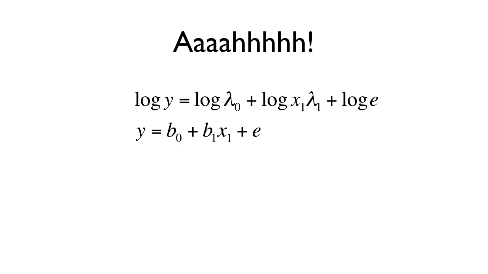Pretty simple. So this is called an intrinsically linear regression. The relationship is intrinsically linear. In other words, we can transform it into something linear.